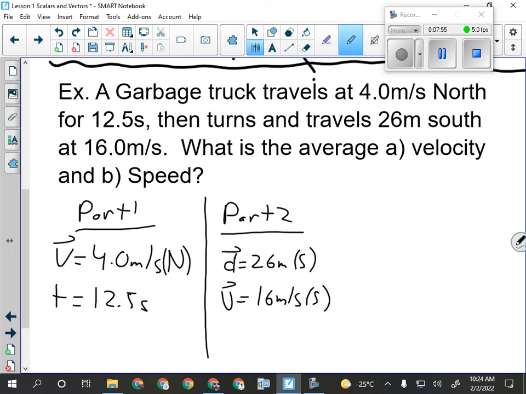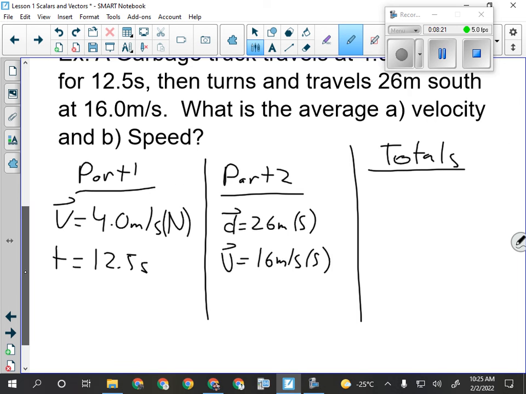Now it's asking me, what's the average velocity and what's the average speed? So I'd have a third column here that would be my totals. Because if I'm going to find average velocity, I need the total displacement and the total time. Problem is, I don't have displacement for part 1, and I don't have time for part 2. Can I get them? Yes. And so that's what we have to do first.